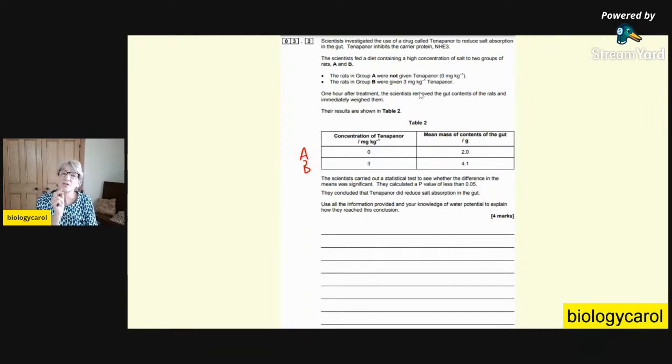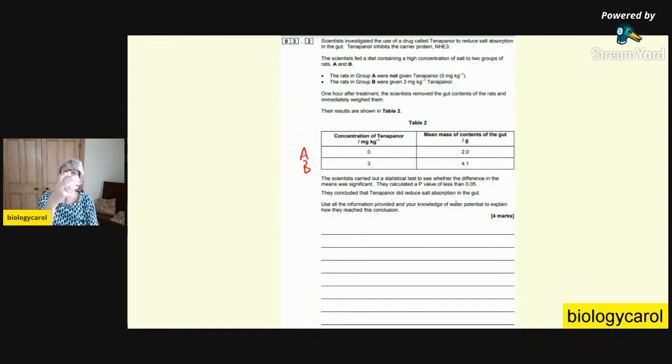Now, this is where you need to recognize that an increase in mass, because we're kind of thinking about sodium ions moving, is because of more water inside the gut contents. And so now let's carry on. I am already thinking, oh, increased mass, more water, we're talking osmosis, it's probably water potential. So they calculated that a p-value was less than 0.05, and therefore it definitely did reduce the salt absorption into the gut.